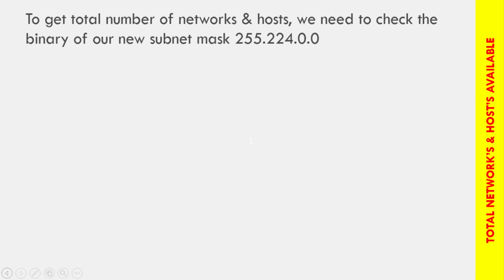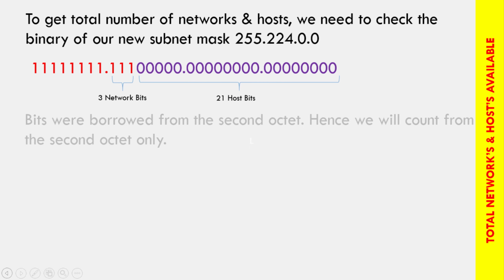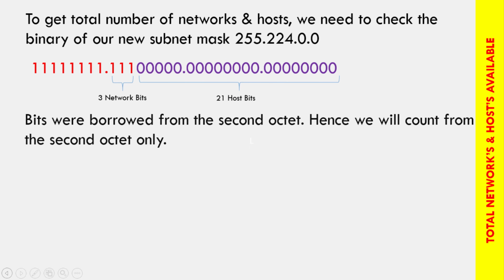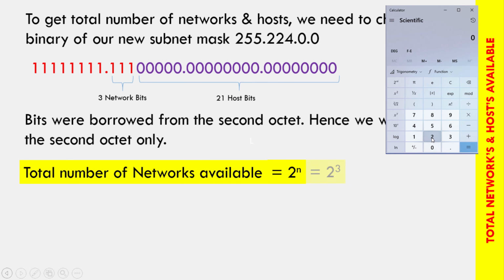As you can see here, there are 3 ones and 21 zeros here. Since the bits were borrowed from the second octet, we will count from the second octet only. So the total number of networks available is equal to 2 raised to n, which is 2 raised to 3, equals 8 networks.